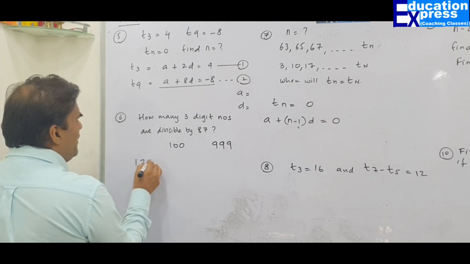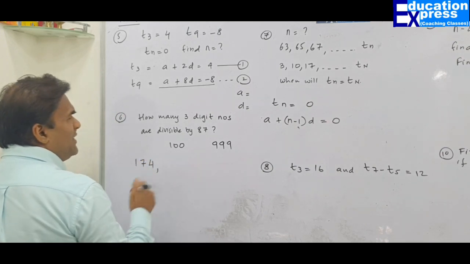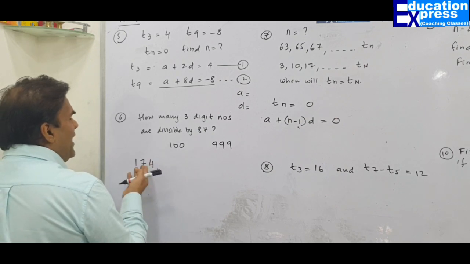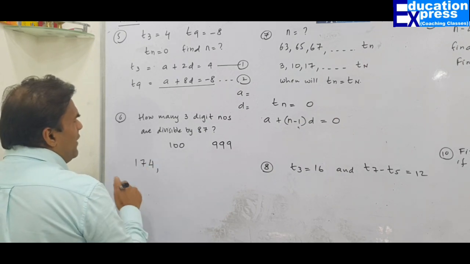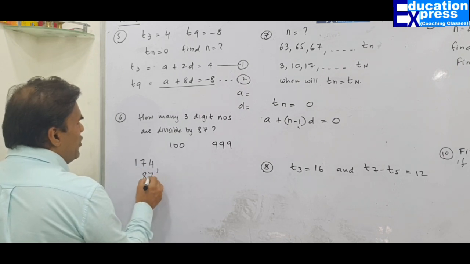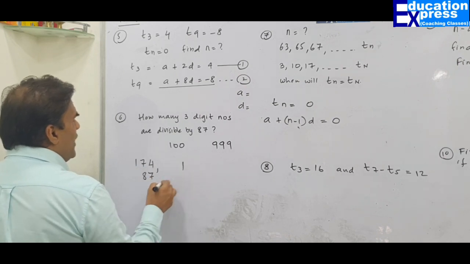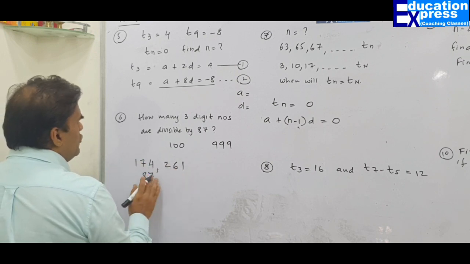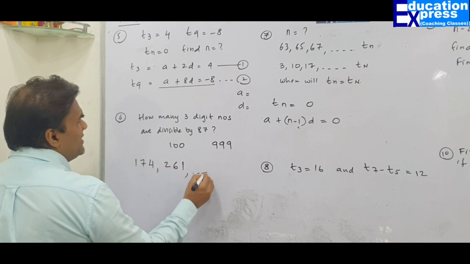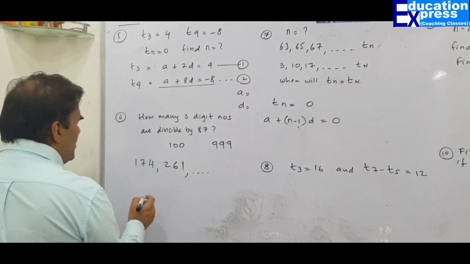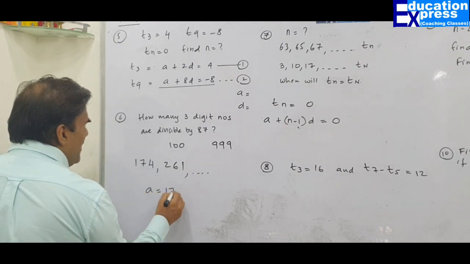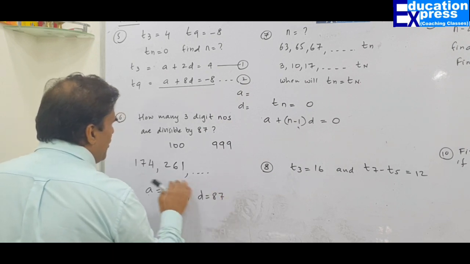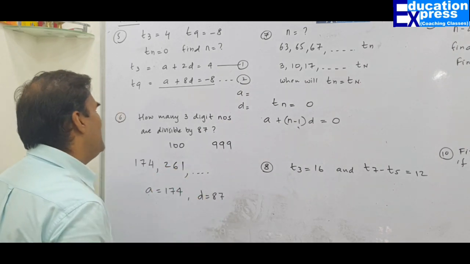So we will start with 174. So what is the next number? Of course, for the next number, we will have to add 87 to this. So when you add 87 to this, you get 261. So likewise the series will go on. First term is known to us as 174. Our difference will be 87 only because these are all the multiples of 87.